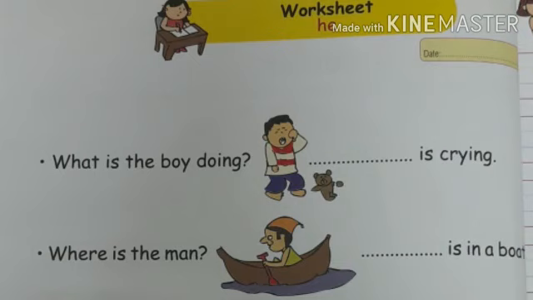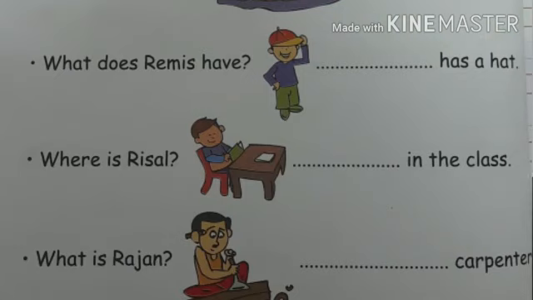What is the boy doing? Yes, H-E, he is crying. You want to write H-E there. Okay? Where is the man? H-E, he is in a boat. You want to write he there. Okay? What does Ramesh have? H-E, he has a hat.